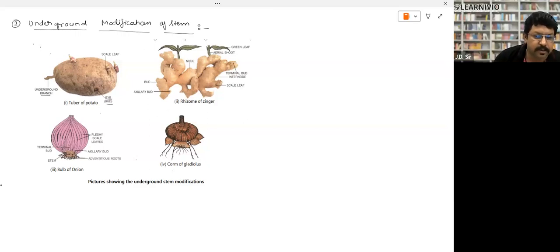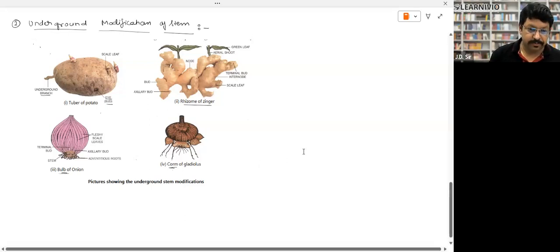Again, the rhizome of ginger. Rhizome is a horizontal modification of the stem. And corm, from colocasia, that is also an underground modification. Bulb, made up of onion. Onion is a type of bulb. This is also a modification of the stem. All of them are meant for the storage of food. So write some notes on underground modification of the stem.